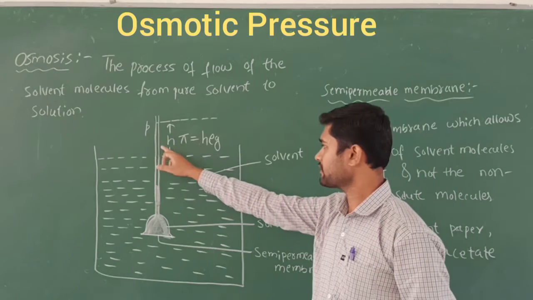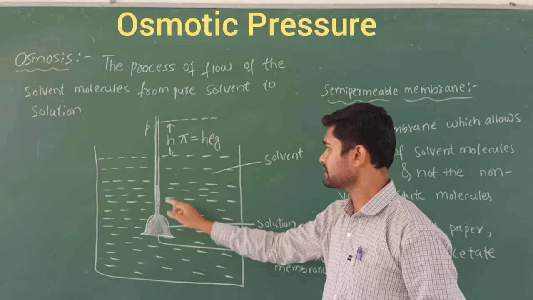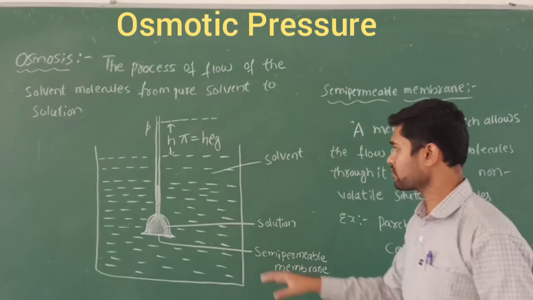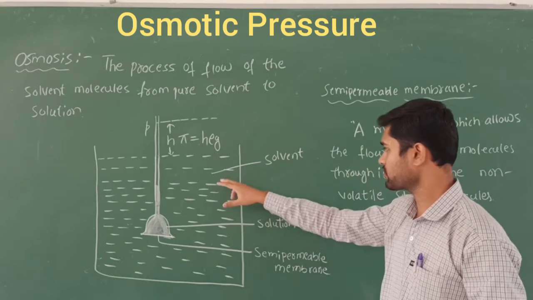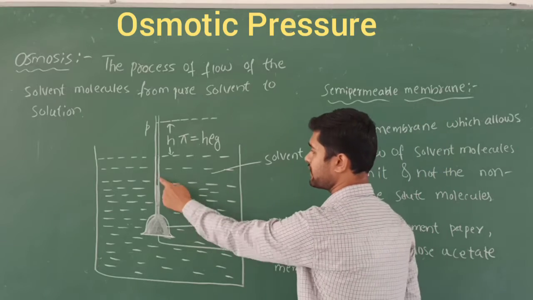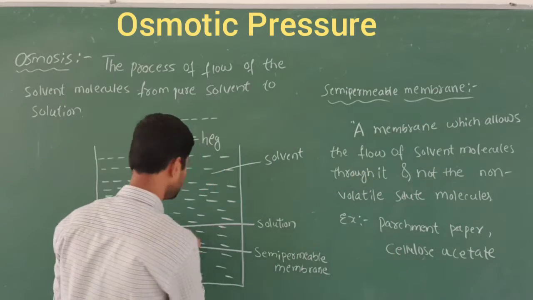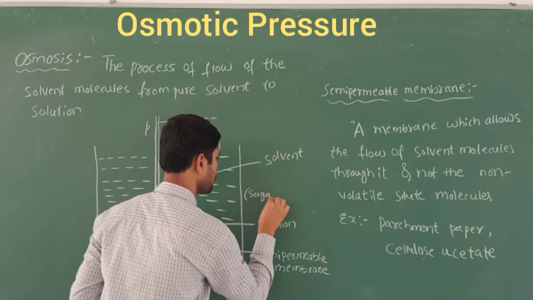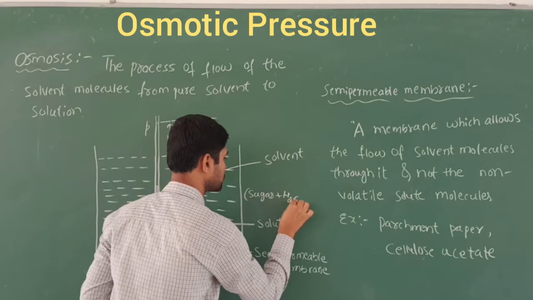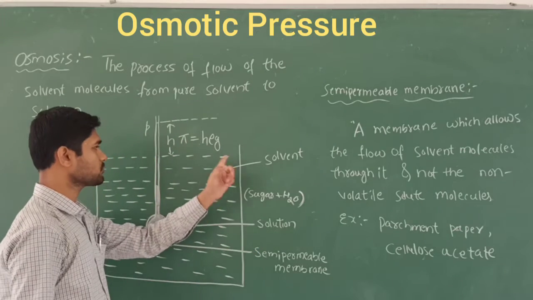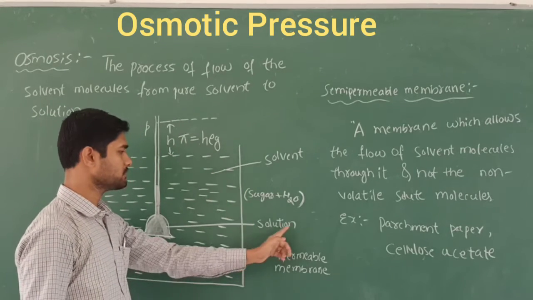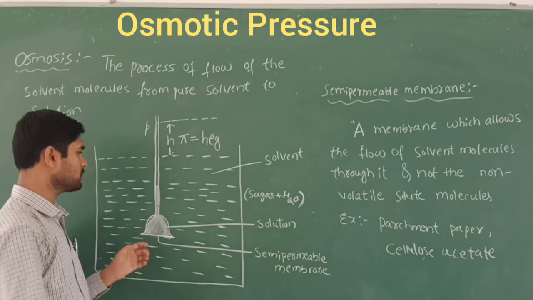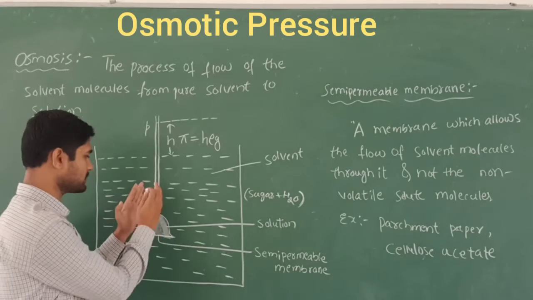This is called a thistle funnel, and this is the beaker containing the solvent. You can say water molecules. This is called solvent, and this thistle funnel contains the solution. What is this solution? It contains sugar plus water. Solvent means only liquid. Solution means a mixture of solute plus solvent. So we take the solution in this thistle funnel.